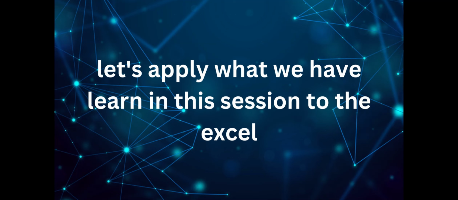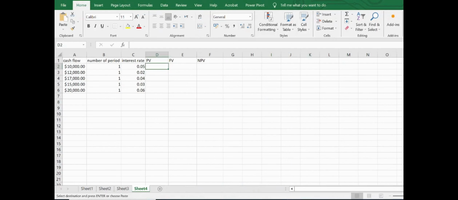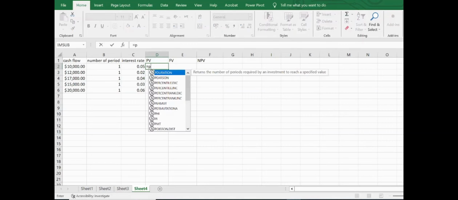Let's apply what we have learned in this session to Excel. In this data set we have this data: cash flow, number of periods, and interest rate. And we are going to calculate these metrics: present value, future value, and net present value. Let's start with the present value.